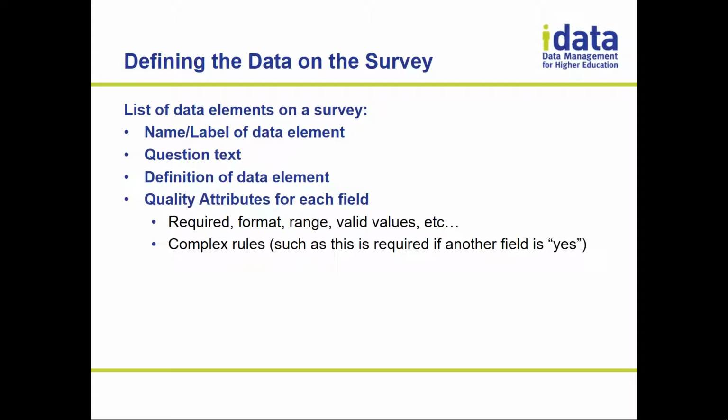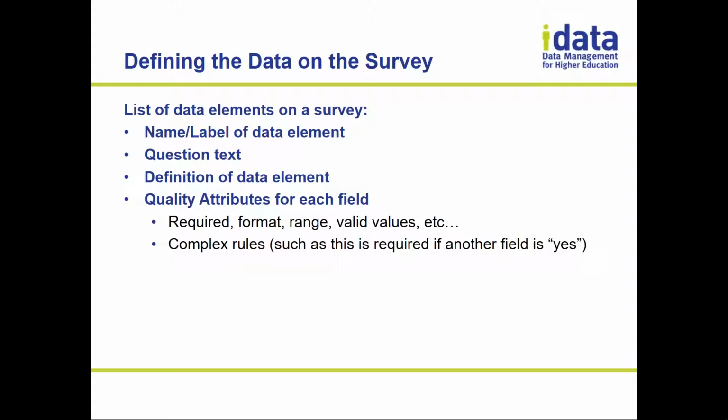And then you have the quality attributes for each field. As you're collecting information, you want to decide what's a valid response. What can we collect? Is this required? What's the format of it? Is there a range, or valid values? Other things like that. Then you also can have complex rules, like this field is required if another field is yes, or something like that. That's a fairly common thing.